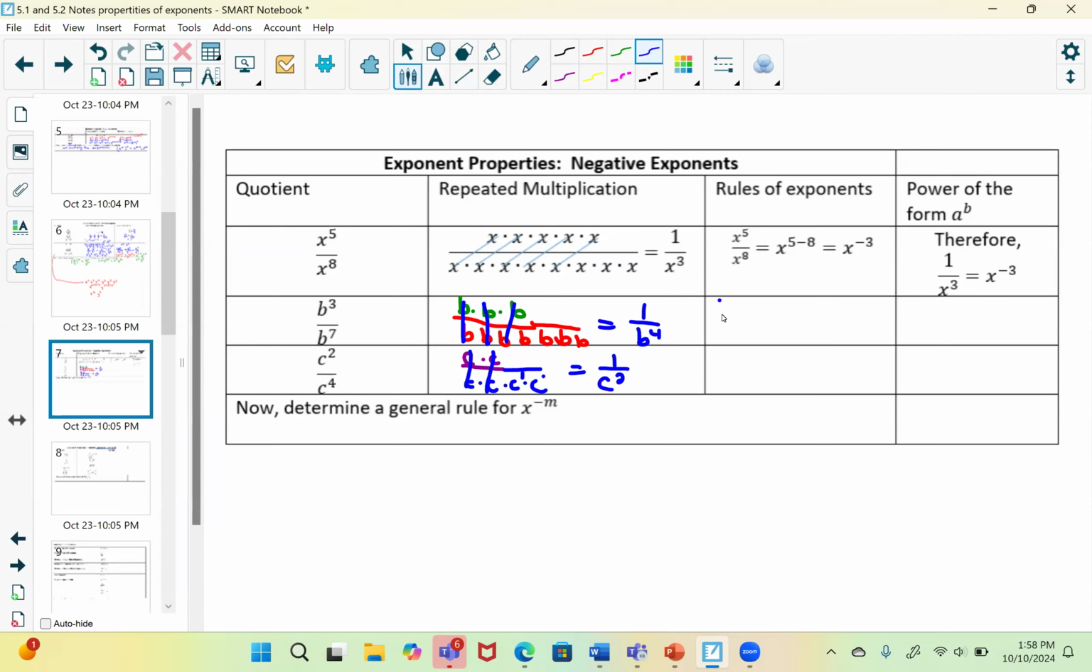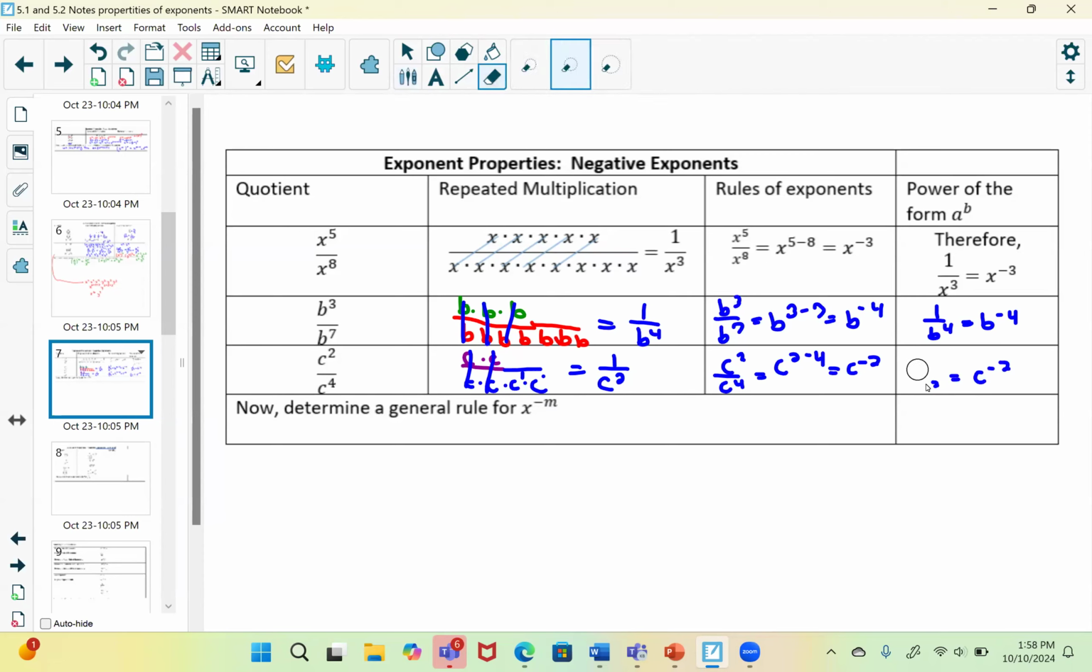Same idea. If I have b to the 3rd over b to the 7th, we can subtract the exponents, numerator minus denominator, and I get b to the 3 minus 7, which is the negative 4th. Okay, and therefore 1 over b to the 4th is the same as b to the negative 4th. And then same thing, c squared over c to the 4th. I could do it by subtracting the exponents. It would be 2 minus 4, which is c to the negative 2nd. And so 1 over c squared is the same as c to the negative 2.